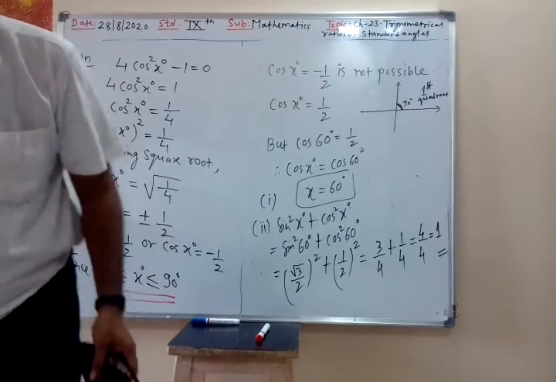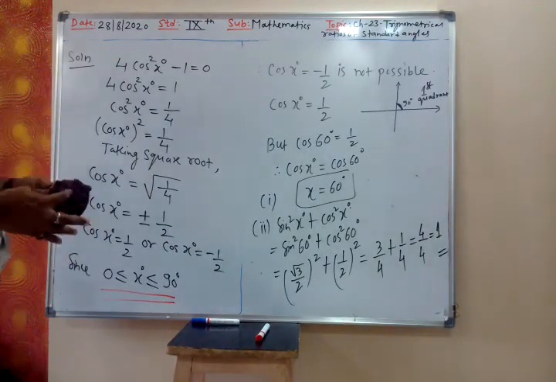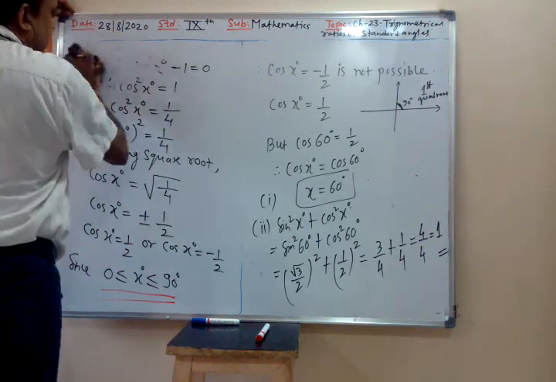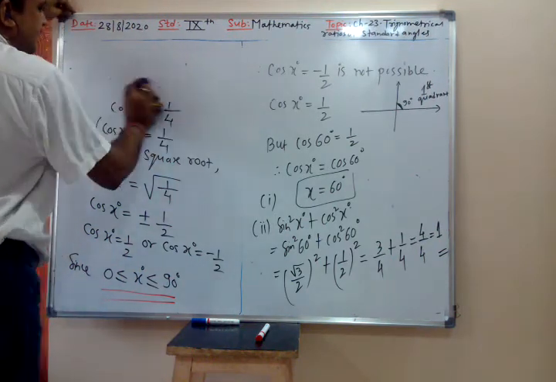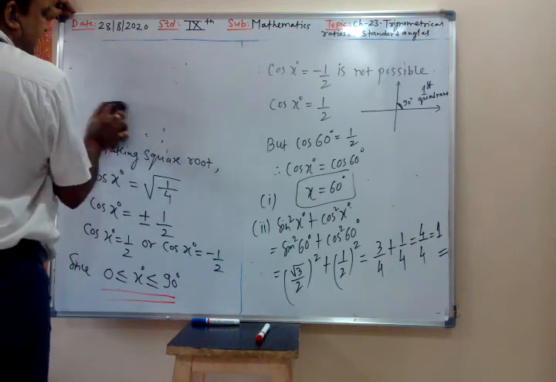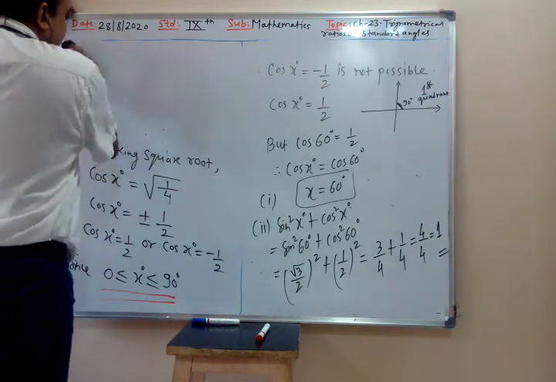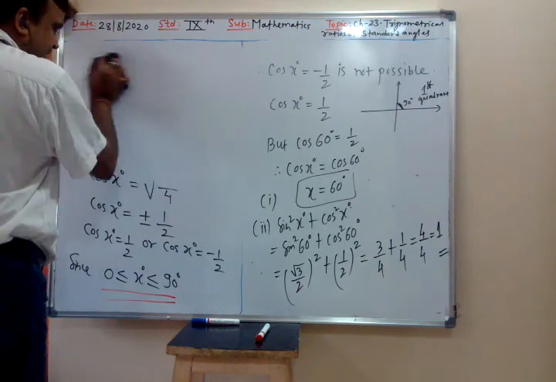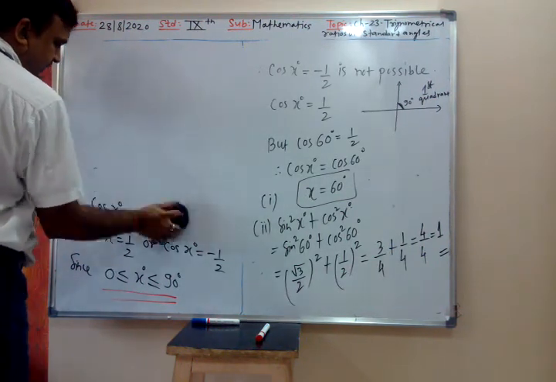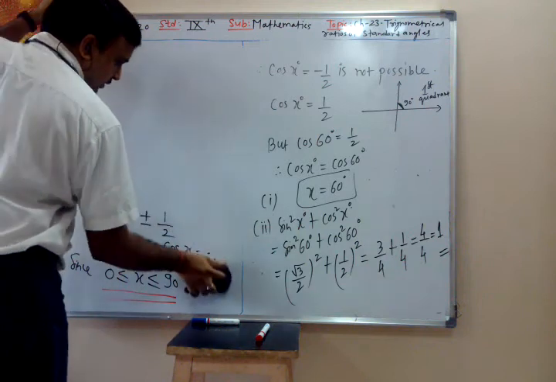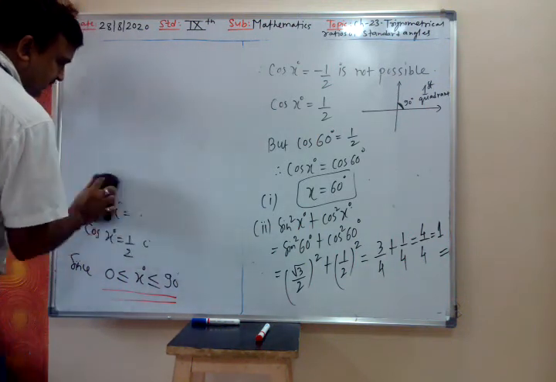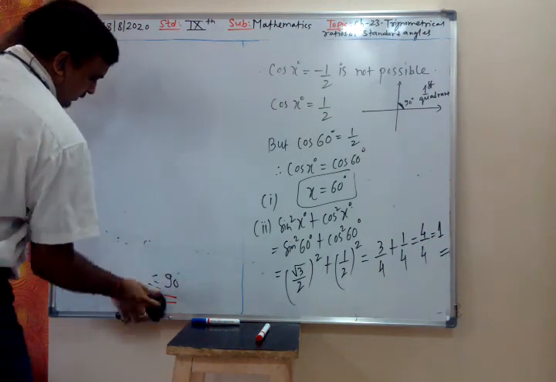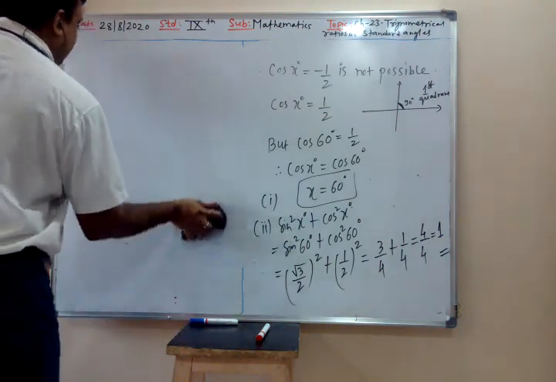Now do the third part: 1 upon cos square x degree minus tan square x degree. Evaluate and tell me the answer.